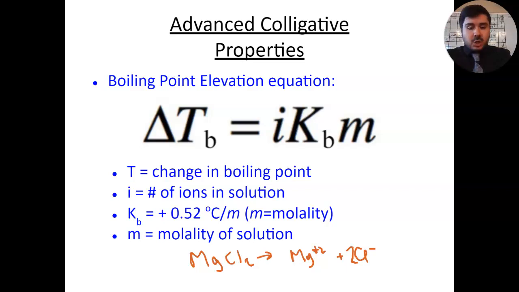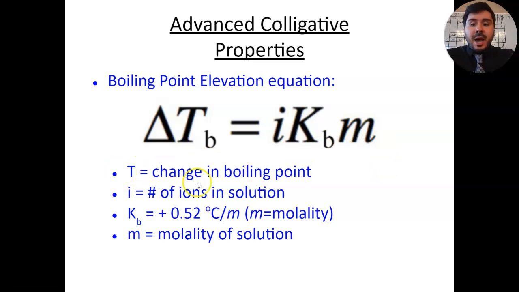So that means we've got 1 magnesium ion and 2 Cl ions. So in this case, i is going to equal 3. Make sure you take that into account whenever it comes to calculating boiling point elevation as well as freezing point depression, because both of these have this i variable in it, which is the number of ions in solution.